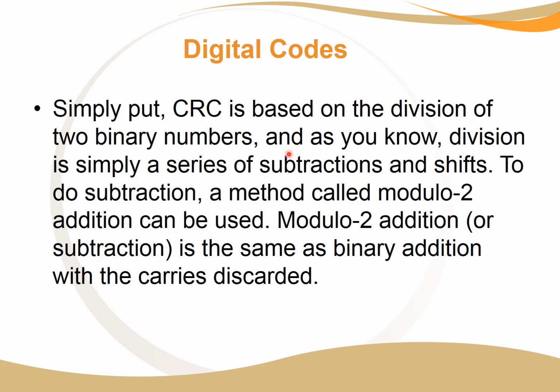So simply put, the CRC is based on the division of 2 binary numbers. And as we know, division is simply a series of subtractions and shifts. And so to do a specific subtraction, we use a method called modulo 2 addition. It's the same as normal binary addition, but we just discard the carry, so it's a lot easier.